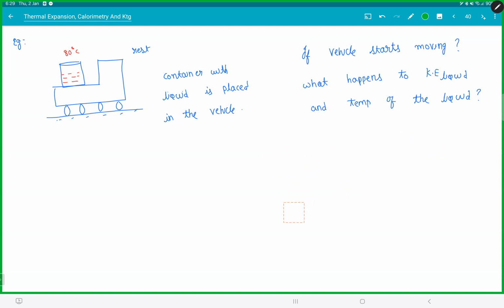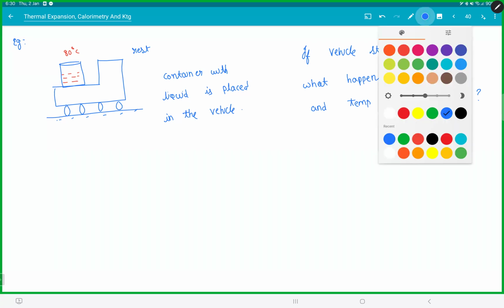So what about this thing? If I start moving the container, what will happen to the kinetic energy of the liquid and what will happen to the temperature of the liquid? What do you think will happen to the kinetic energy of the liquid?